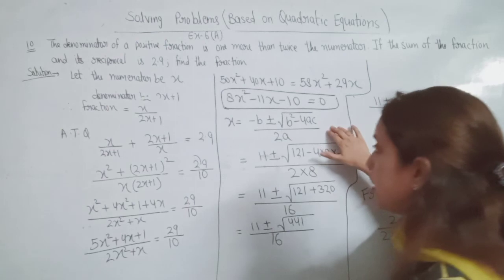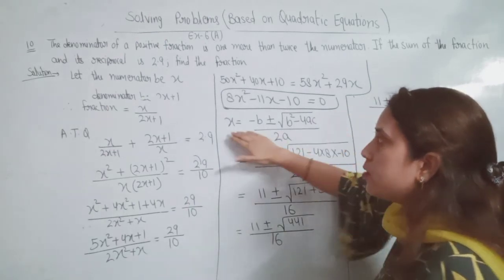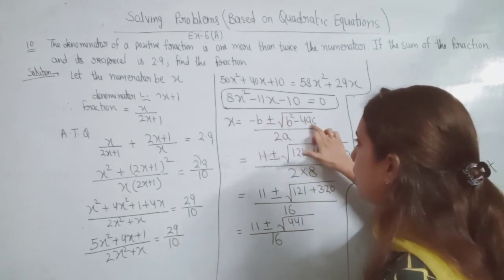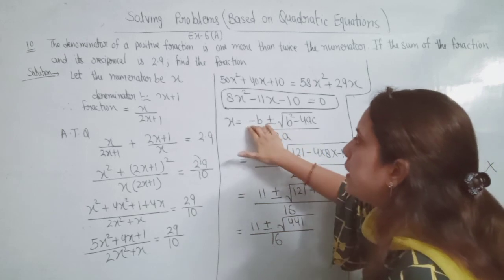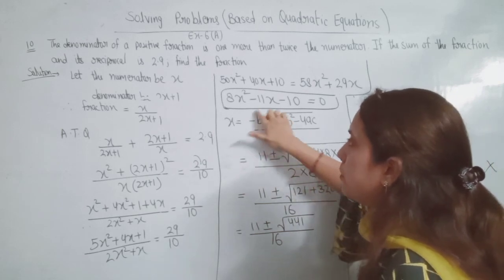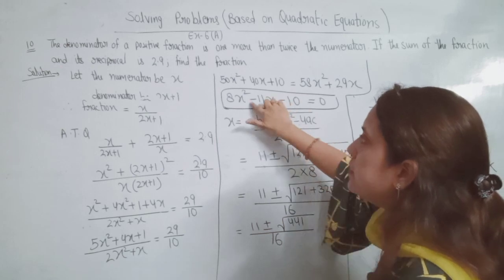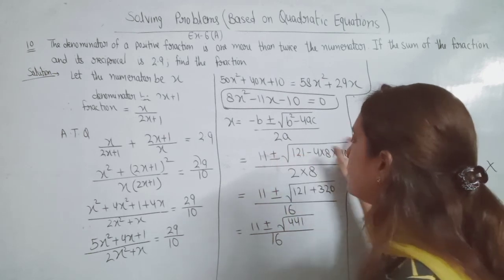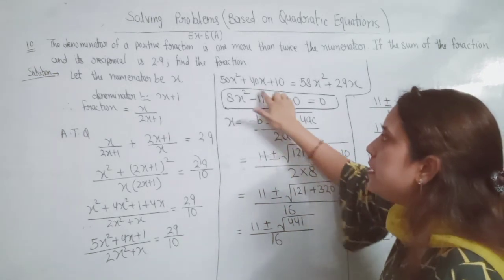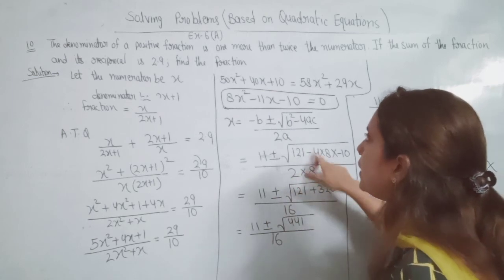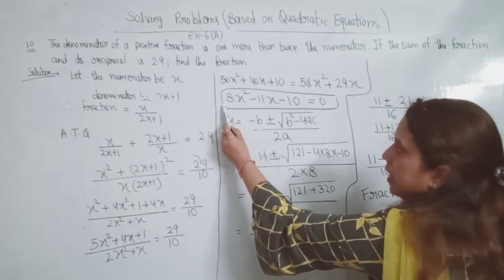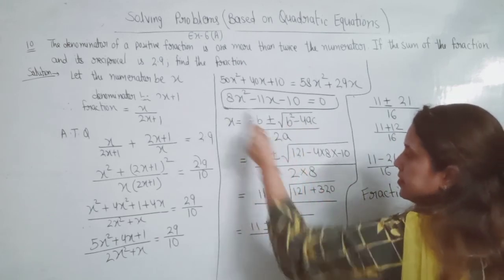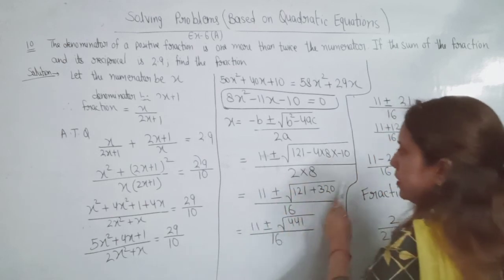Here I am using the quadratic formula. What is the quadratic formula? x is equal to minus b plus minus under root b² minus 4ac upon 2a. Minus b, where b is the coefficient of x. The minus sign is already there, so minus will be positive. 11 plus minus under root b², 11² will be 121, minus 4ac. a is 8 and c is minus 10, upon 2a, a is 8.